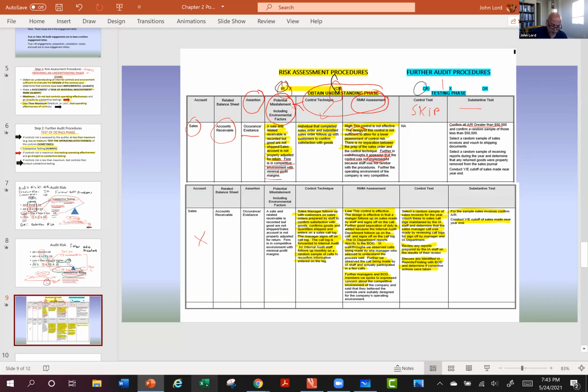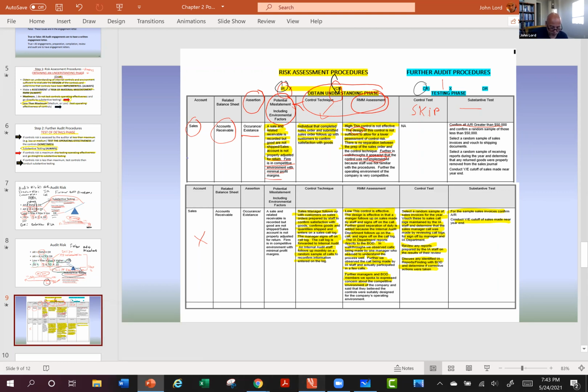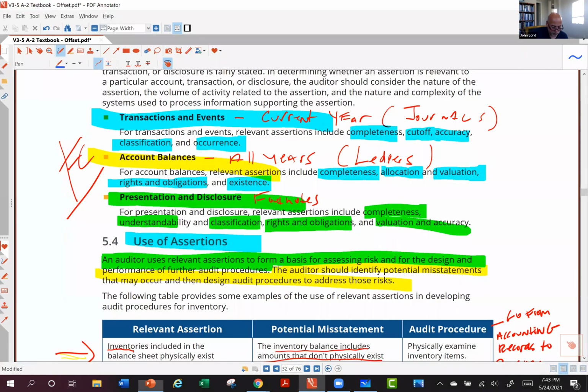You got to know this stuff, guys. This is the auditing exam to a large extent. I mean, everything kind of flows from this. Question?